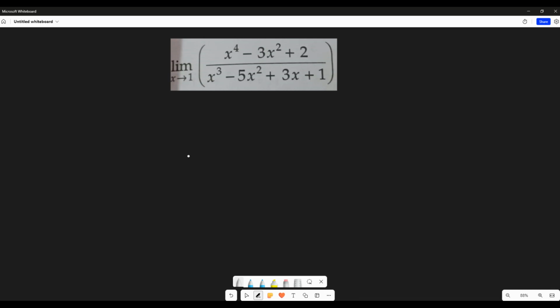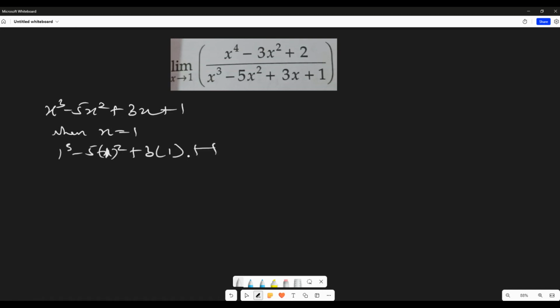And we'll concentrate on the denominator. The denominator is x cubed minus 5x squared plus 3x plus 1. Let's see whether direct substitution will turn the denominator to 0. When x is equal to 1, we shall have 1 cubed minus 5 times 1 squared plus 3 multiplying 1 plus 1. This will turn to 1 minus 5 plus 3 plus 1, and the whole thing will become 0. It means direct substitution cannot work in this case.